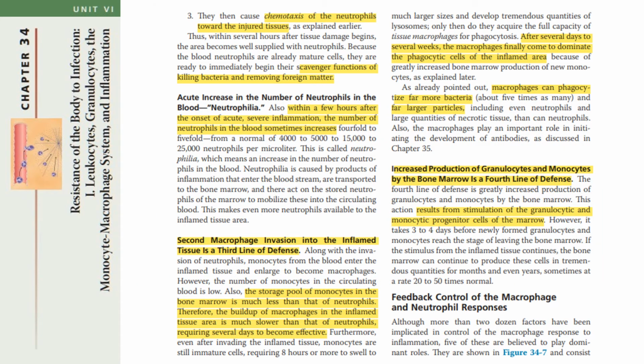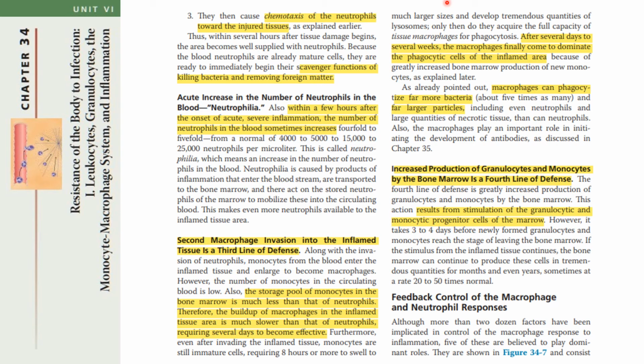Step number 3 is they can also cause the chemotaxis of neutrophils towards the injured tissue. They are ready to immediately begin their scavenger function of killing bacteria and removing the foreign matter. An acute increase in number of neutrophils in the blood is known as neutrophilia. Also, within a few hours after the onset of acute severe inflammation, the number of neutrophils in the blood sometimes increases.